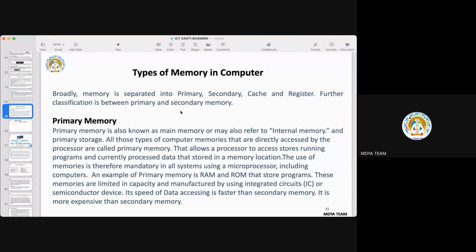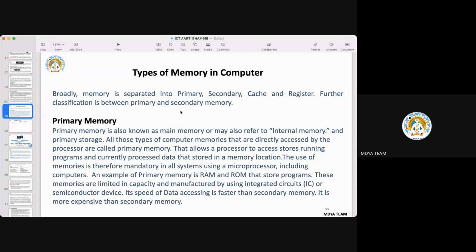Now it allows the processor to access whatever is needed in a running program, or you can say the currently processed data. They are stored in a particular location in a memory. So the use of memories is mandatory. It's one of the main components of a CPU or a computer system. All right, who are using microprocessor.